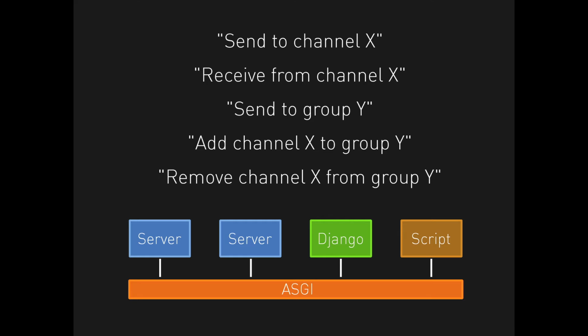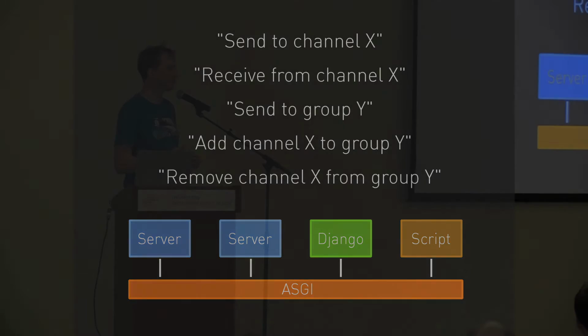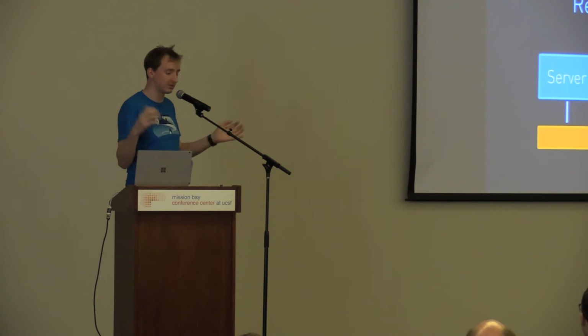But the idea is it is a central bus which anything can read or write from. In particular, these 5 things at the top here are your 5 primitives that channels gives you for what you can do. You can send to a channel, you can receive from a channel, and channels are just queues with names, and the names are just strings. So for example, you can make up your own channel name and send to it if you want to.